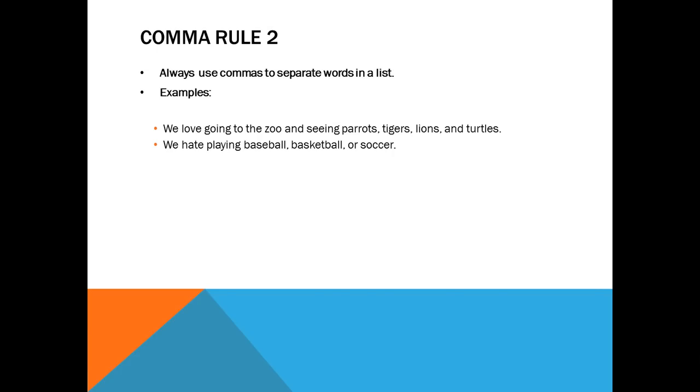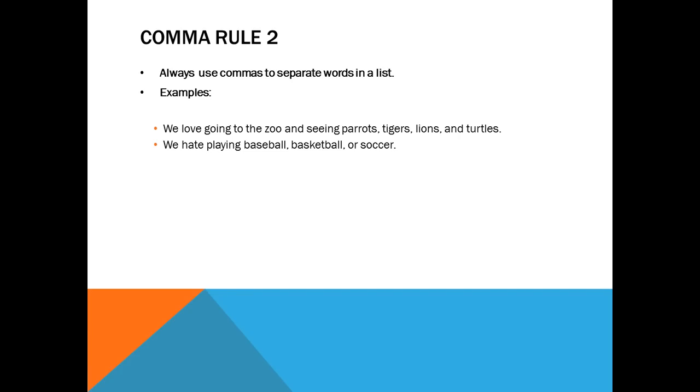So comma rule 2 is always use commas to separate words in a list. I'll give you some examples. We love going to the zoo and seeing parrots, tigers, lions, and turtles. That list is what you love seeing at the zoo. We hate playing baseball, basketball, or soccer. So that's a list of things that you hate doing.